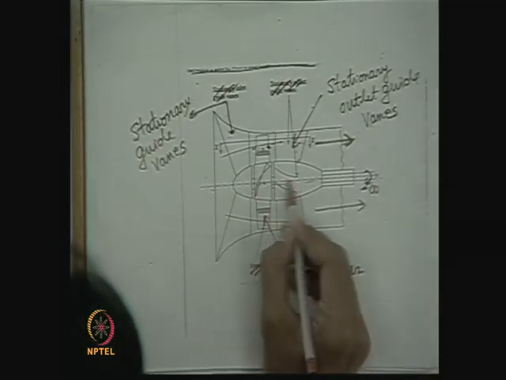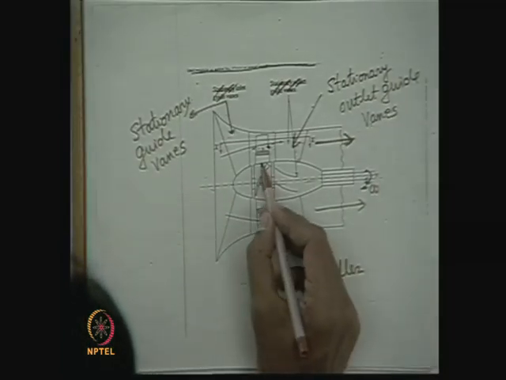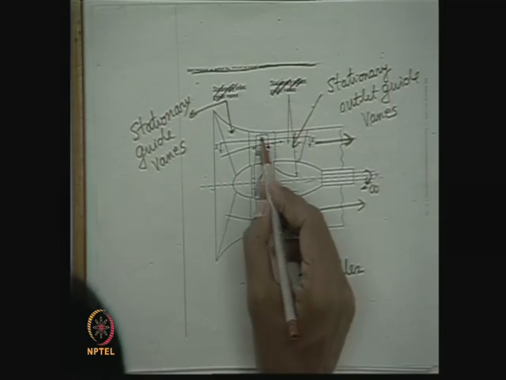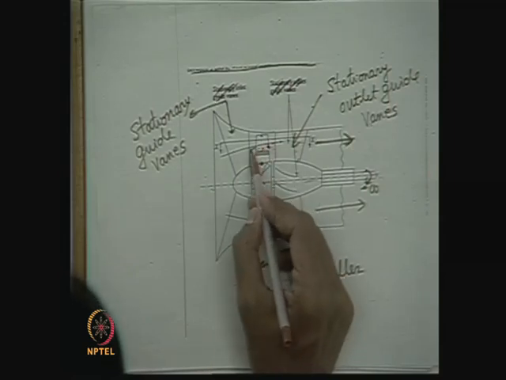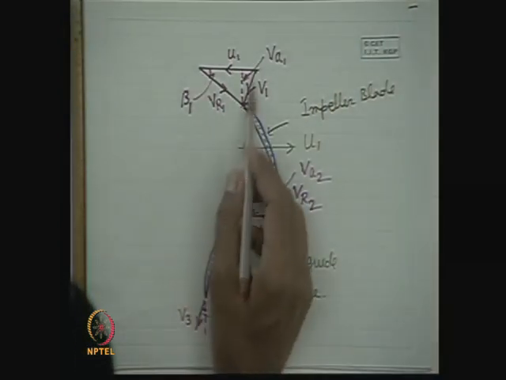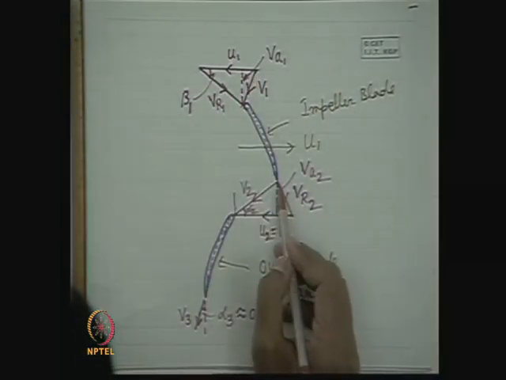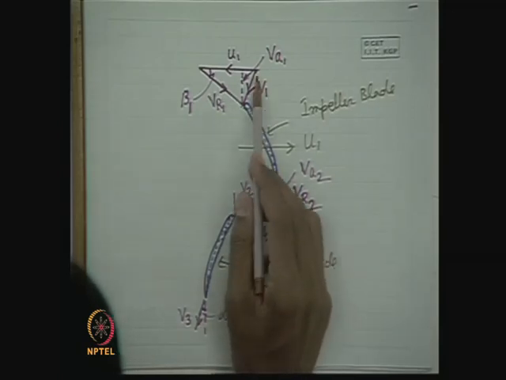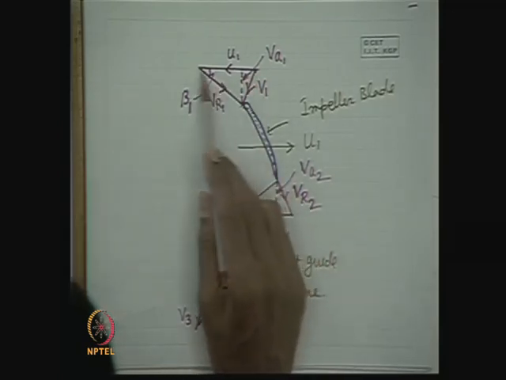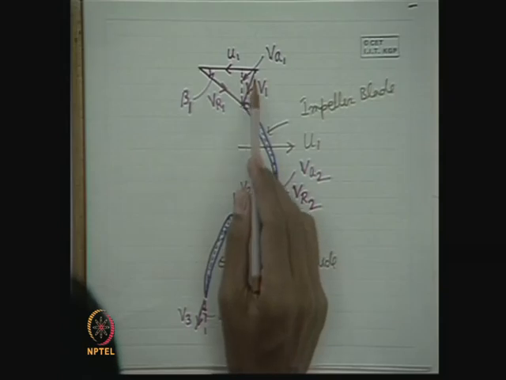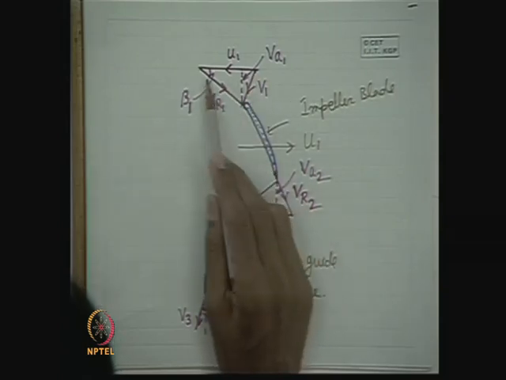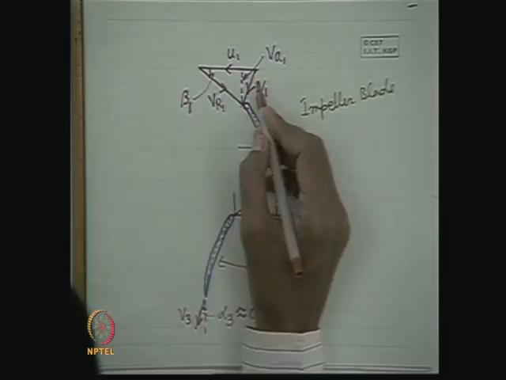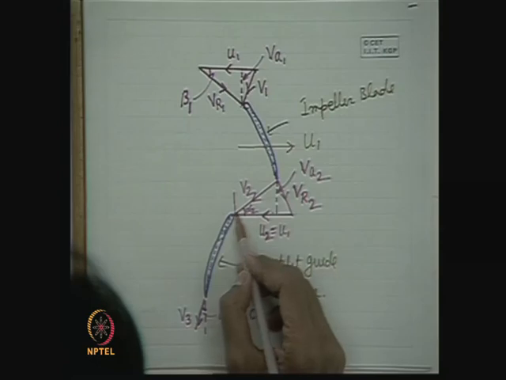That means this is the axis of rotation. So the radius varies from this place. This is the hub radius, that is the root of the impeller blade, and this is the tip radius. So this is made at the mean radius, and all the velocities are therefore considered to be mean, if there is any variation along the radial direction. So therefore, we consider this as the mean velocity or some average velocity. So therefore, we see the outlet diagram here now.